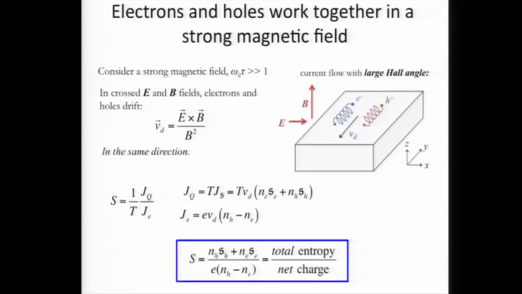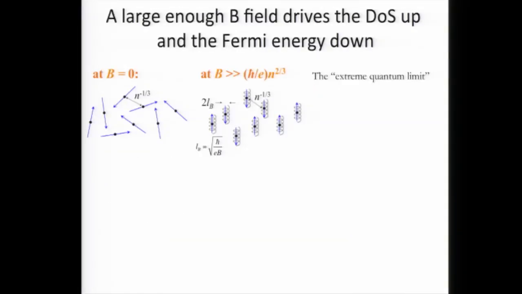So in the end, by making the ratio, I come to this very nice formula, which says that in this regime of large magnetic field, the thermopower is just the total entropy electrons plus holes divided by the net charge electrons minus holes. So in this sense, I've got what I wanted. I've got an addition in the numerator and cancellation in the denominator, and they're working together to give me a large thermoelectric effect.